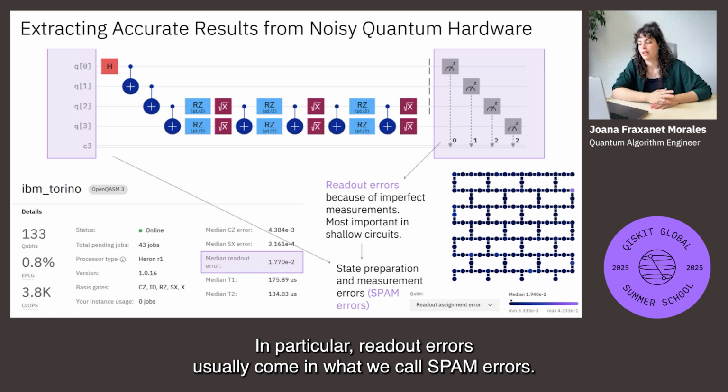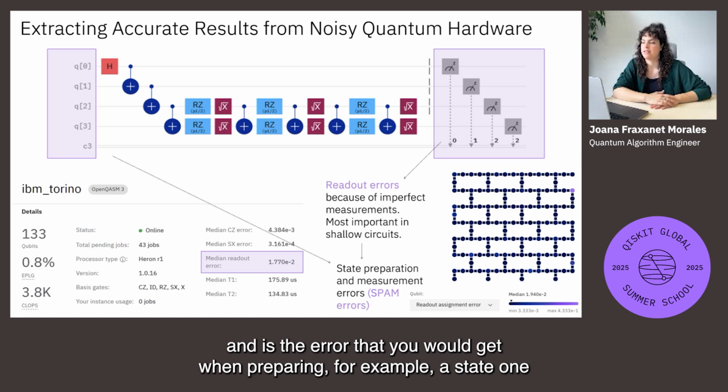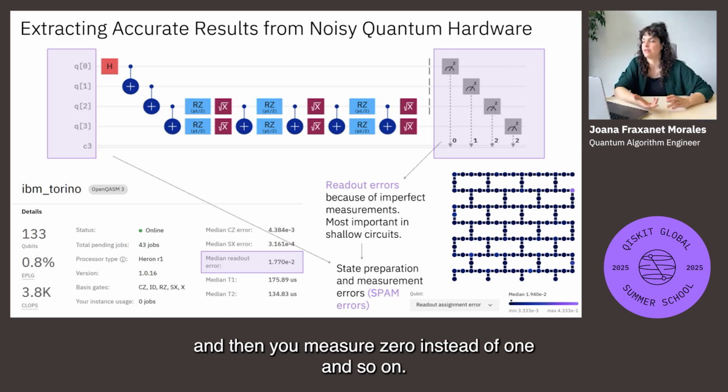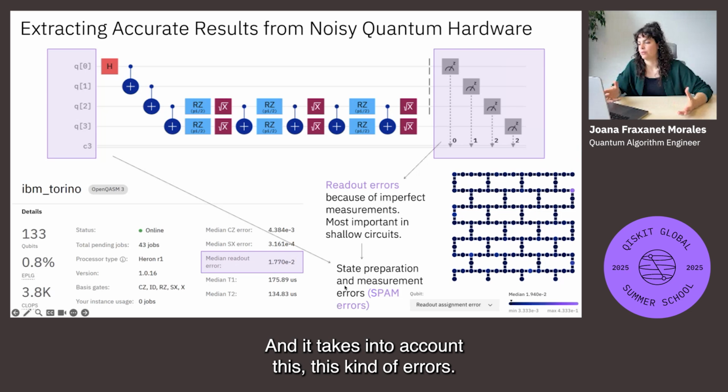In particular, readout errors usually come in what we call SPAM errors. These are state preparation and measurement errors. It's the error that you would get when preparing, for example, a state 1, and then you measure 0 instead of 1, and so on. This kind of concept is used for calibration of devices, and it takes into account this kind of errors.